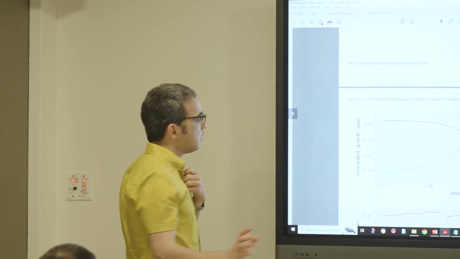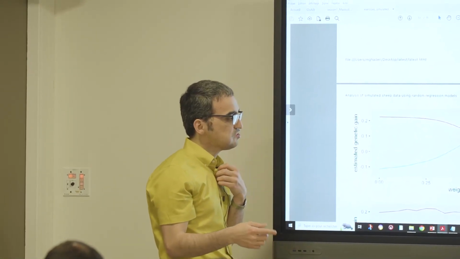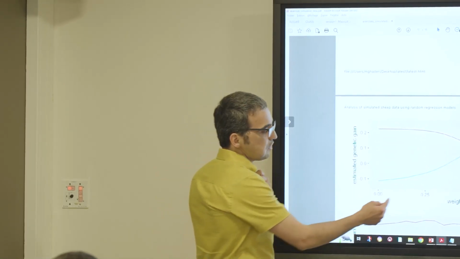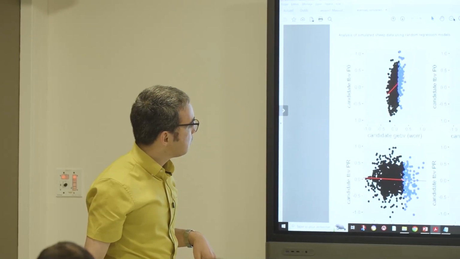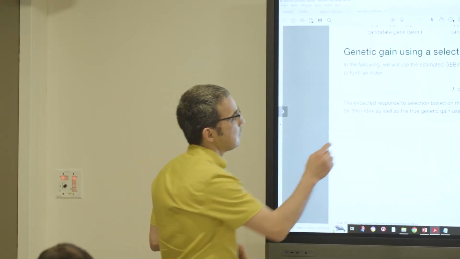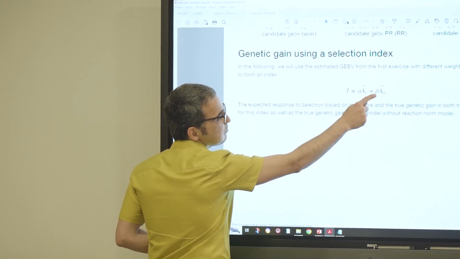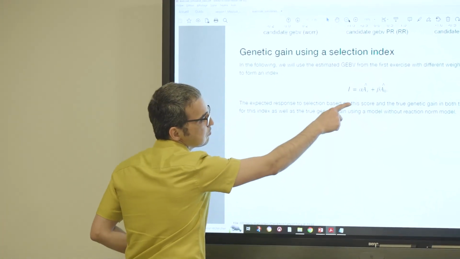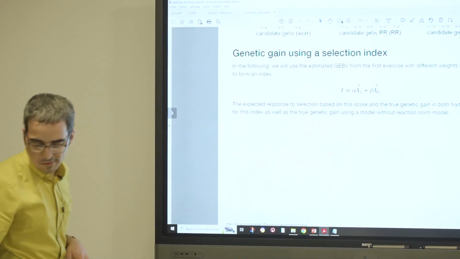So here is what I see based on the breeding values, based on the GEBVs that I have. So the weight for resilience is this alpha. I'm calling this alpha, which is the weight for the resilience. And basically, this one is 1 minus alpha. So whenever this is 0, this one is 1. And whenever this is 1, this one is 0.